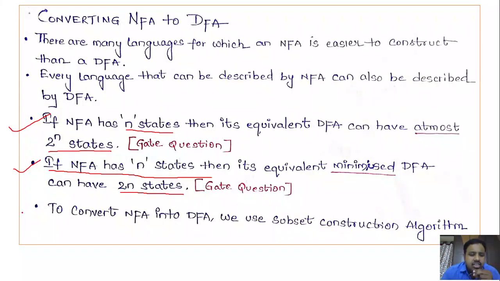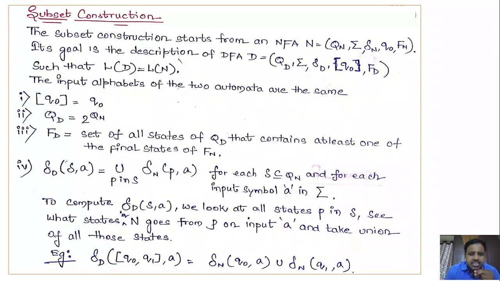Next, to convert an NFA into a DFA, we use an algorithm called the subset construction algorithm. We have seen this algorithm in the previous session, so just have a look at it. The subset construction algorithm starts from an NFA. In the problem, you will be given an NFA, which must be converted into the DFA.